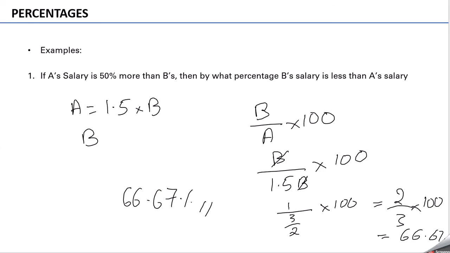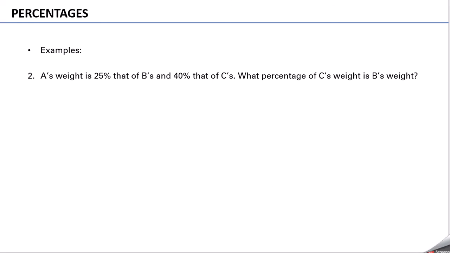This is how we calculate using the concept which we discussed earlier. Now let's move on to the next question.